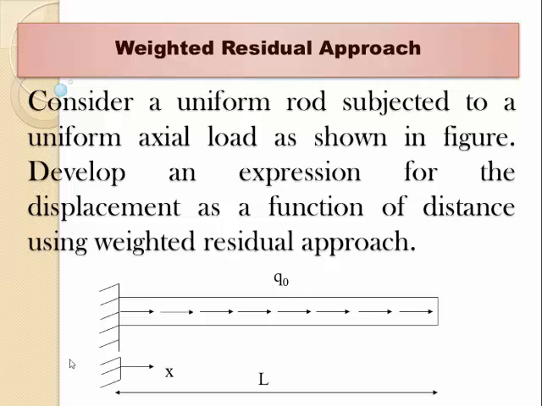which is subjected to a uniformly acting axial load. The magnitude of the uniformly acting axial load is taken as Q0. The length of the cantilever bar is given as L, and the deformation is experienced along the x-axis.